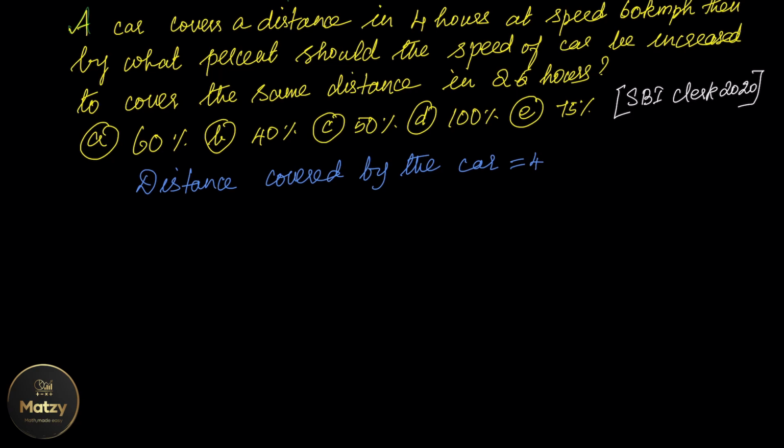A car covers a distance in 4 hours. What is the speed of the car? 60 km per hour. So the distance covered by the car is, in 1 hour it covers 60 km. In 4 hours, 4 into 60, 240 kilometers. The distance covered by the car is 240.